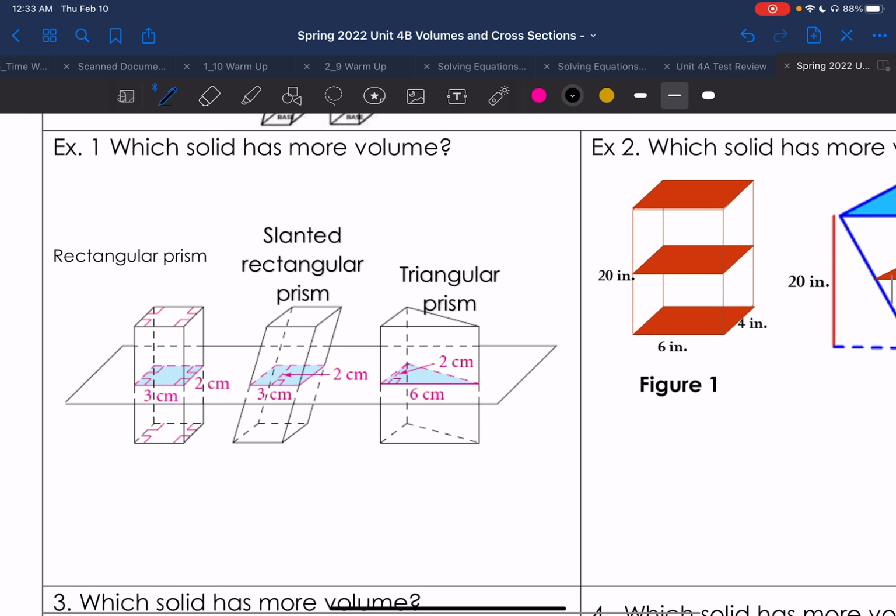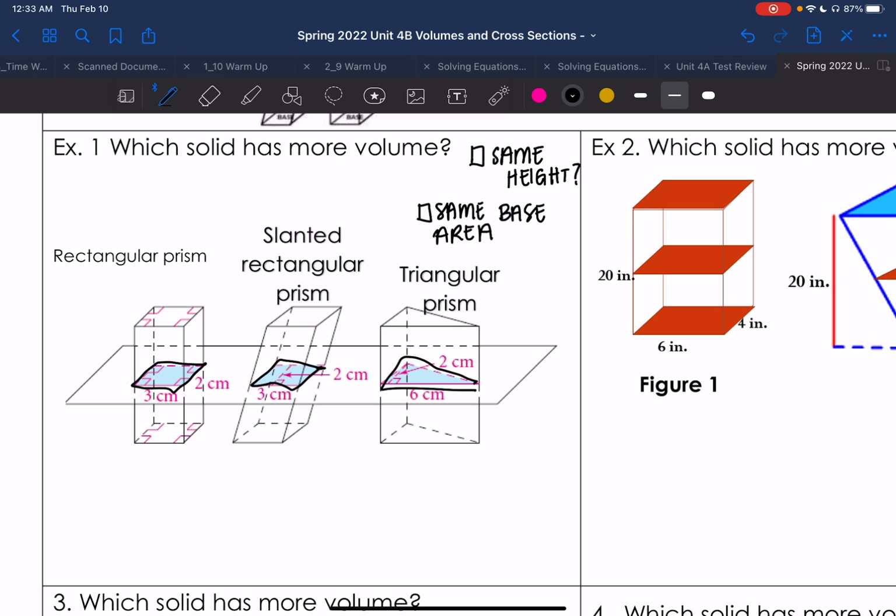So for example number 1, we want to figure out which solid has more volume. So what we need to do is, again, identify, do they have the same height? And do they have the same base? I'm going to use base because it's the bottom of our figures in this case, and it's just easier for me to write rather than cross-sectional. But when we slice into our figures, is this area the same as this one? Is that area the same as this one? And then are they all the same height? All right. So let's get into finding area.